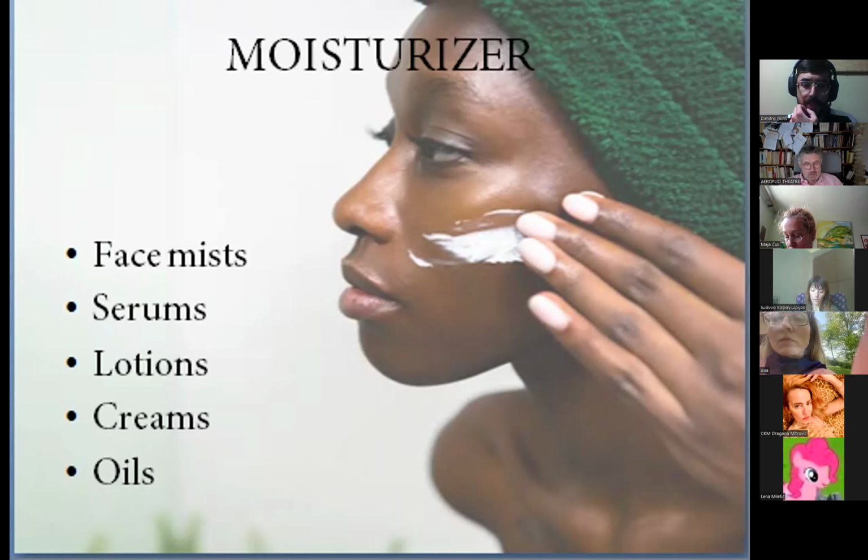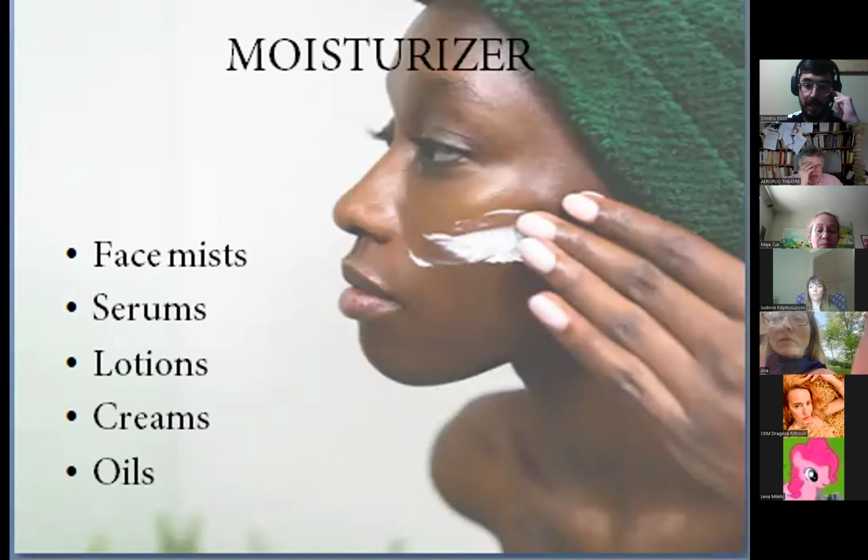The different types of moisturizer can be face mists, serums, lotions, creams, and oils. Face mists are water-based solutions that may contain certain skin-boosting vitamins and fragrances. Facial mists aren't designed to return the moisture to your skin, but they can be a helpful tool for giving that dewy look all day long, this shiny, dewy effect.